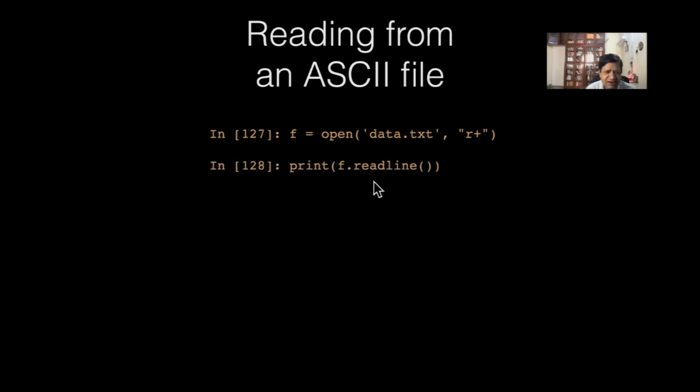And how do I read those data from the file? I can just use the R plus option or read option. Plus is going to help you to write again on the same file. Okay. So R plus means read and write both. So open the same way, then readline. I just say readline. I'm opening the same data.txt, which has four strings. So readline will read the line.